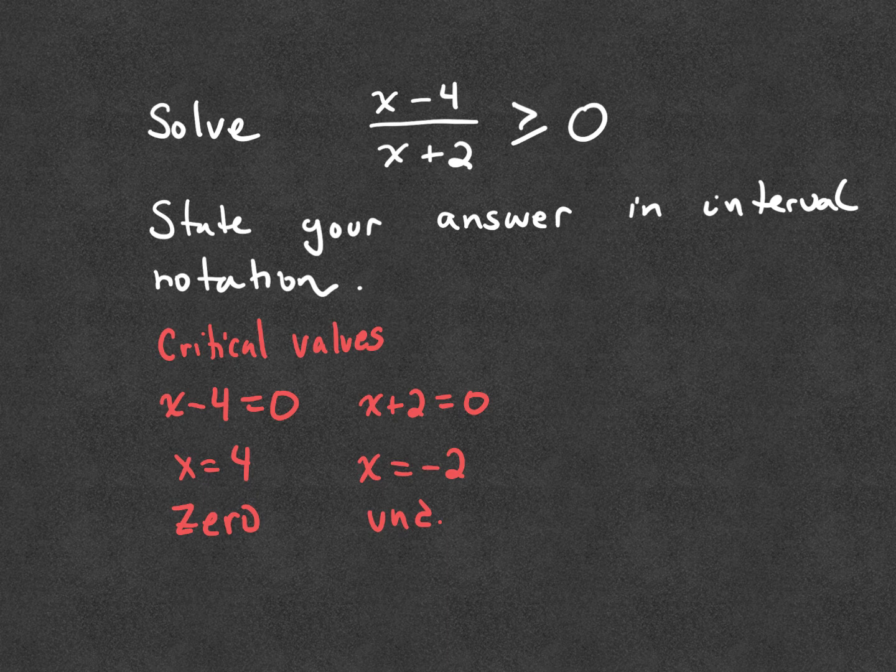Now you could have multiple zeros for the top. These are always on the top. You could have multiple undefined values. These would be on the bottom. But in this one, there's just one of each. And again, we're not trying to do the most complicated ones when we see these, just some basic ones.